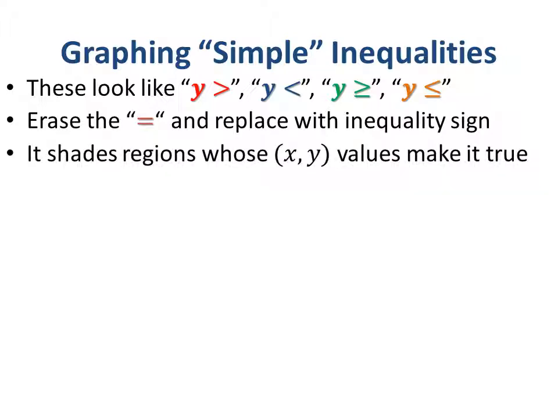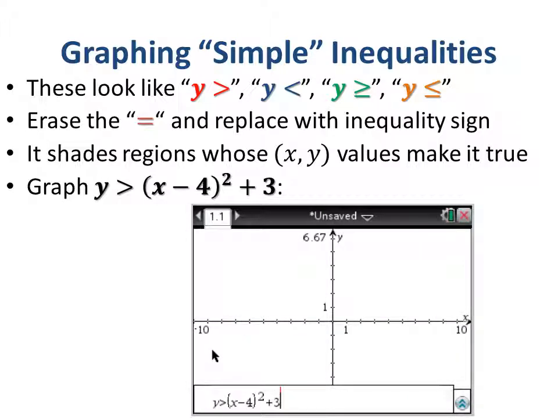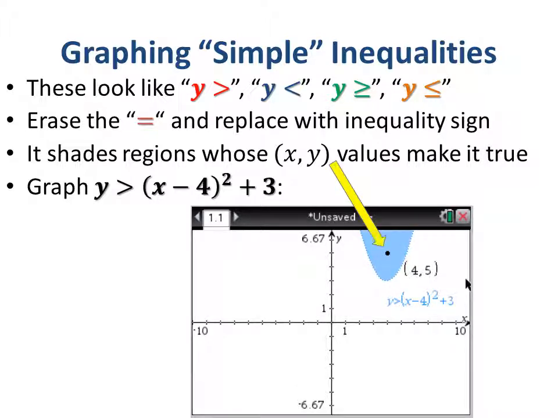When you enter the function in, it's going to shade those regions where the x and the y value make the expression true. For example, if I graph this quadratic, erase the equal sign and it brings up the little pop-up menu. Now I want y is greater than, so I'm going to pick 4 off the menu. That changes to y greater than, and I'll type in the rest of the expression. When I hit enter, I get a shaded area, and for example, this point where the arrow is pointing to, 4, 5, makes this expression true, as would any other point in the blue area.